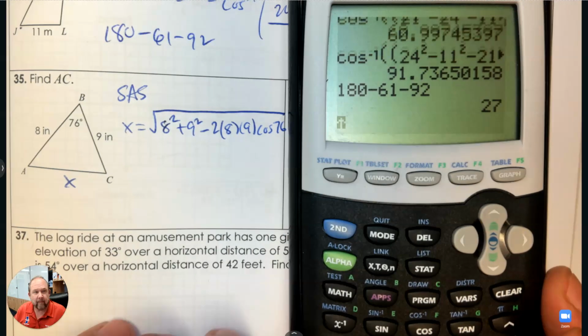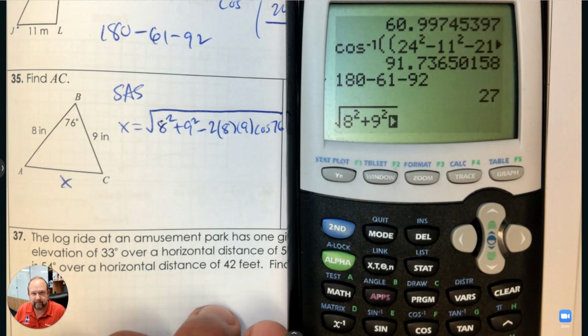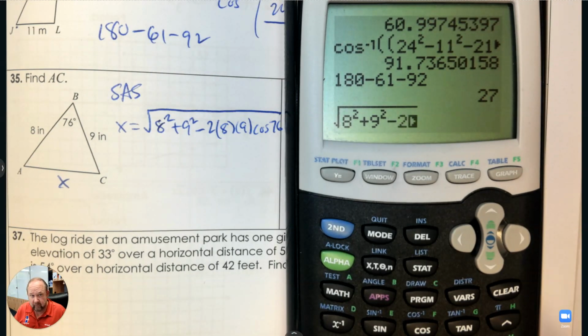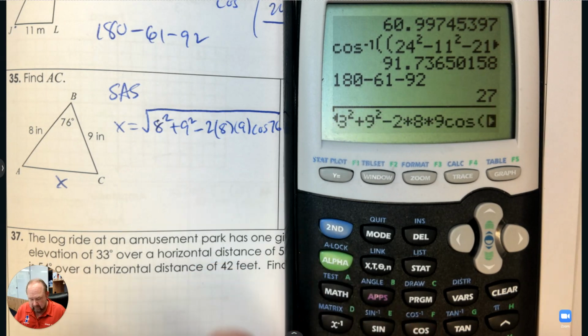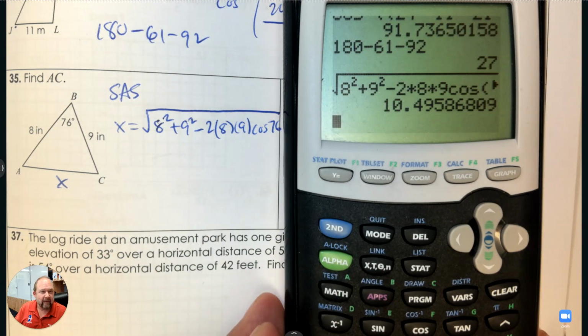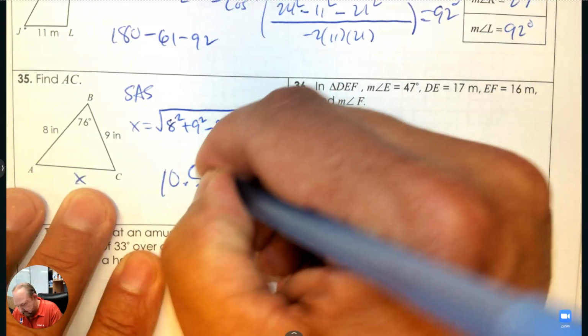So square root, all right, 8 squared plus 9 squared, subtract, not negative, subtract 2 times 8 times 9, and then cosine of 76, and I get 10.5. Good enough for me. It's in inches.